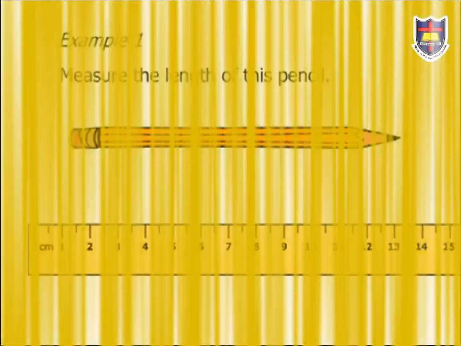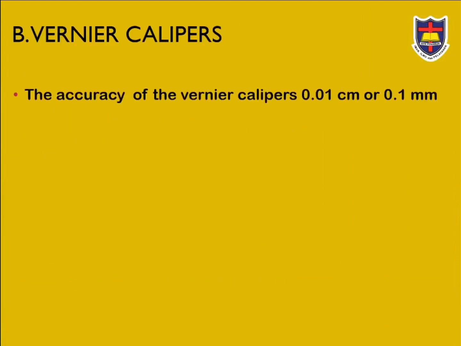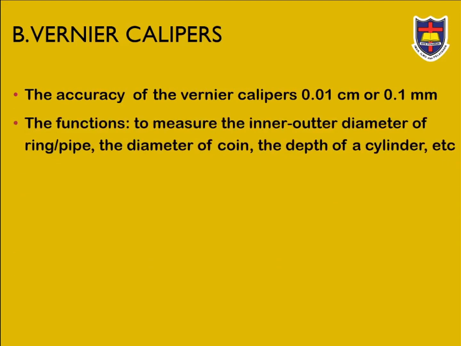The second length measuring instrument is vernier calipers. The accuracy of the vernier calipers is 0.01 cm or 0.1 mm. The function of vernier calipers is to measure the inner and outer diameter of a ring or pipe, the diameter of a coin, and the depth of a cylinder, and etc.